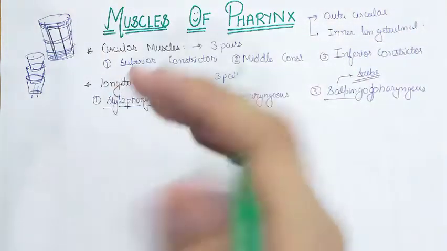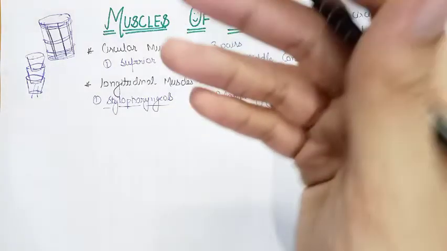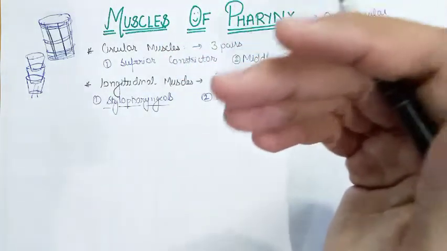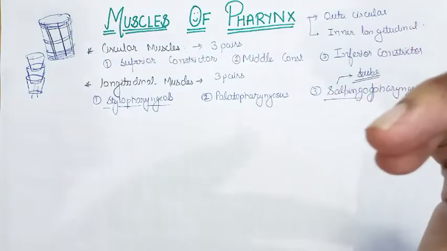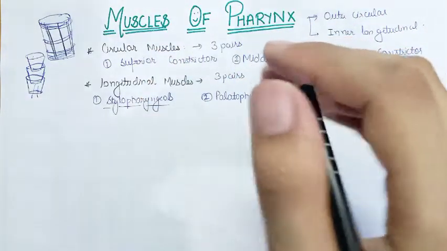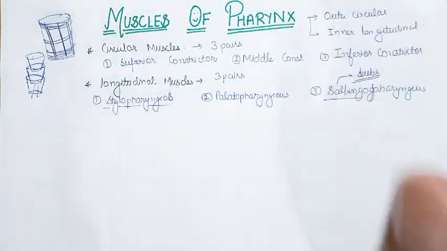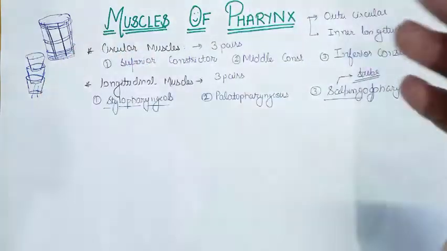So this was the circular and the longitudinal muscles. Now, when you talk about a muscle, we have to discuss the origin, insertion and the action. The nerve supply I know we have to discuss, but that will be in a separate video discussing the nerve supply, vascular supply and the lymphatic drainage. That's the other concern.